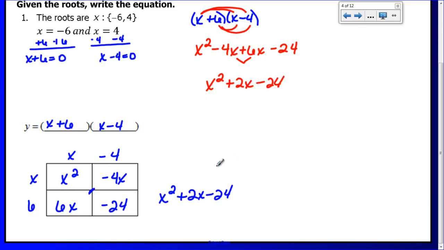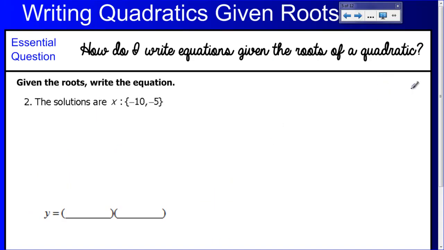So either way you decide to do it, you will get the same answer. There's room on here for you to have the box and draw the box, but you don't have to use it. You can double distribute instead. So let's do one more like that, and then we're going to do another type of example.